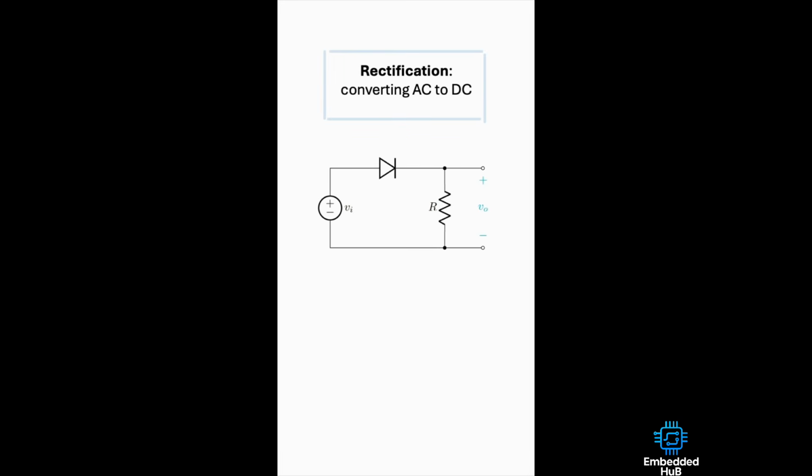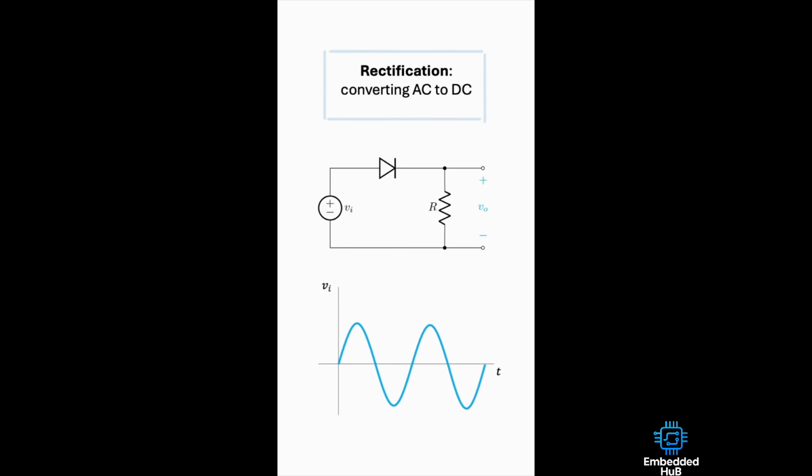In this circuit, if the voltage source is a pure sinusoid, like this, then the diode will be forward biased during the positive half cycles of the waveform and reverse biased during the negative half cycles. Therefore, current will only reach the resistor during the positive half cycles, when the diode is switched on.